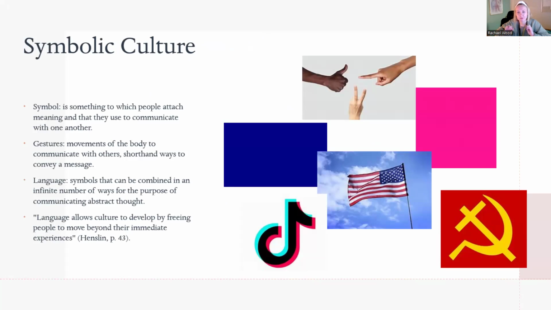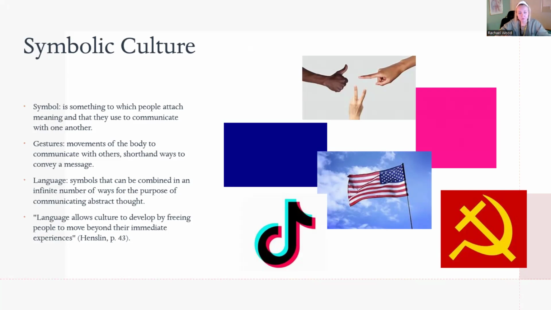There are different parts of symbolic culture. It's not just symbols here. It's not just gestures. It's not just language. It's a whole, it includes behaviors. It includes sanctions. It includes positive and negative sanctions. It includes norms and beliefs and the like here. So it's not just symbols, gestures, and language that are part of symbolic culture. But nonetheless, symbols, gestures, and language are pretty important to symbolic culture.